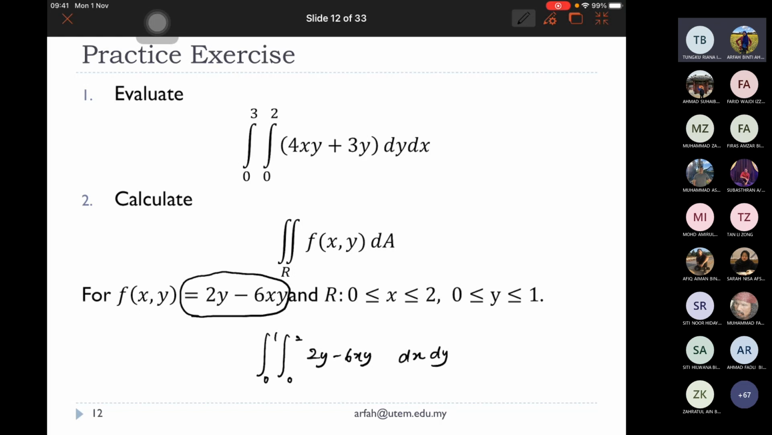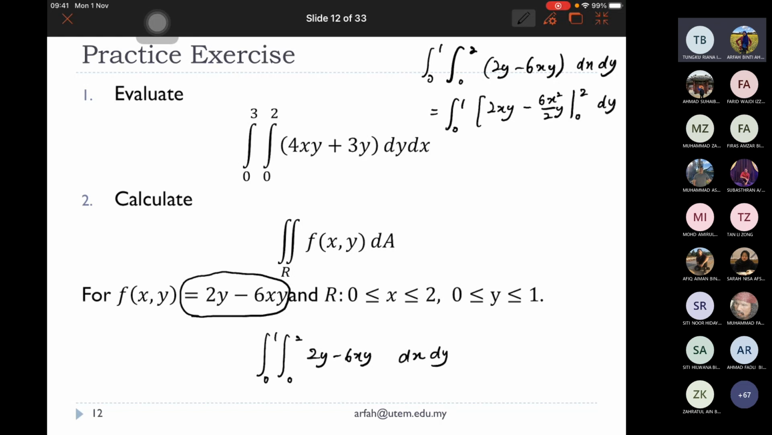Okay. So solving for this integration, integrate 0 ke 1, 0 ke 2. 2y minus 6xy dx dy. So solving for this one, 0 to 1, you are going to have 2xy tolak 6x kuasa 2 per 2y, 0 sampai 2 dy. So equal to 0 to 1, 2xy tolak 3x kuasa 2 y, 0 sampai 2 dy.